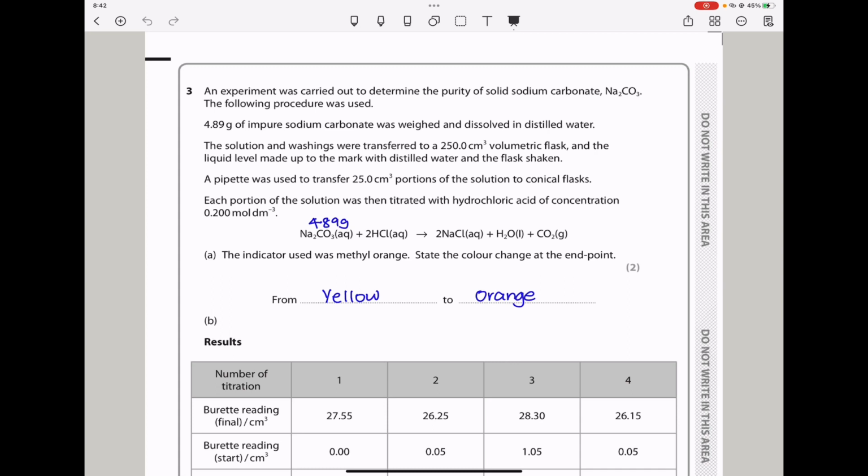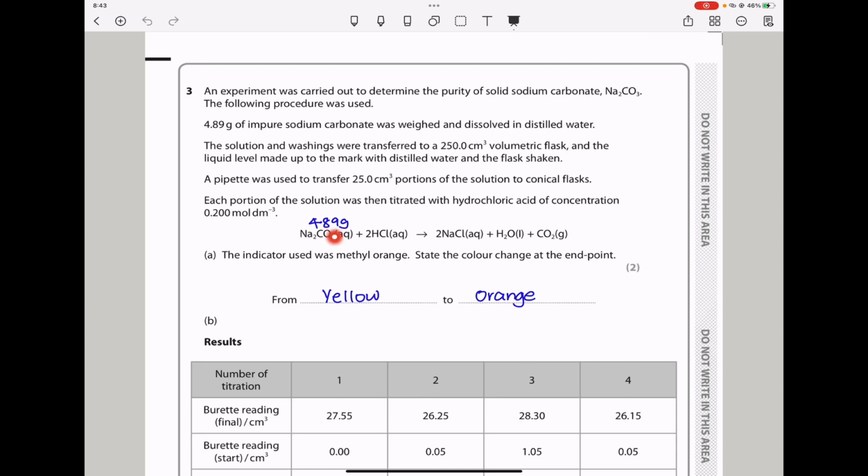Question 3. An experiment was carried out to determine the purity of solid sodium carbonate. The following procedure was used. 4.89 grams of impure sodium carbonate was weighed and dissolved in distilled water. The solution and washings were transferred to a 250 centimeter cubed volumetric flask, and the liquid level made up to the mark with distilled water, and the flask shaken. A pipette was used to transfer 25 centimeter cubed portions of the solution to conical flasks. Each portion of the solution was then titrated with hydrochloric acid of concentration 0.200 mole per decimeter cubed.